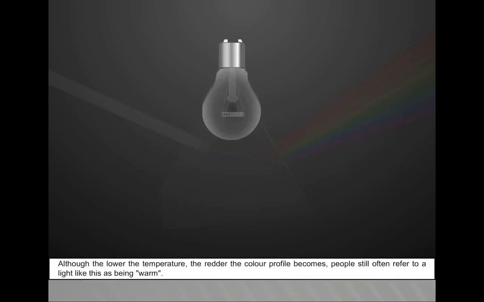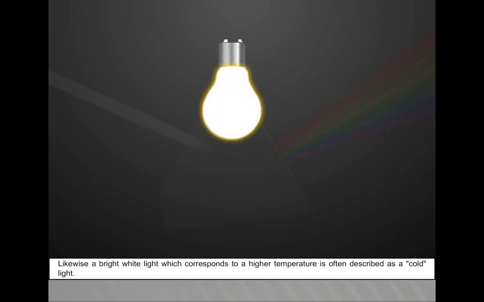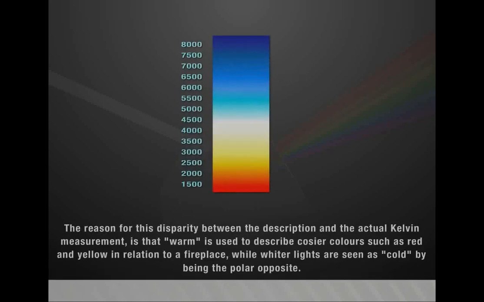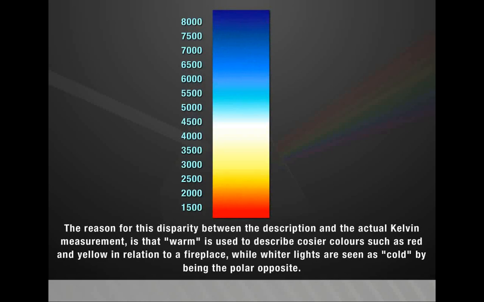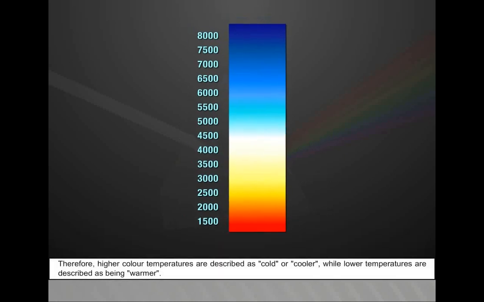Although the lower the temperature, the redder the color profile becomes, people still often refer to a light like this as being warm. Likewise, a bright white light which corresponds to a higher temperature is often described as a cold light. The reason for this disparity between the description and the actual Kelvin measurement is that warm is used to describe cozier colors such as red and yellow in relation to a fireplace, while whiter lights are seen as cold by being the polar opposite. Therefore, higher color temperatures are described as cold or cooler, while lower temperatures are described as being warmer.